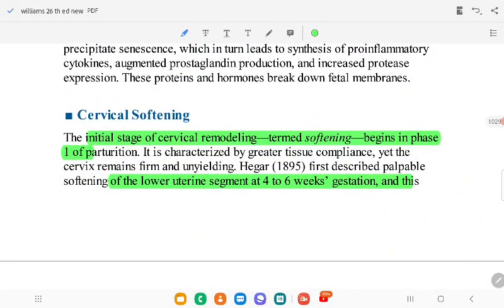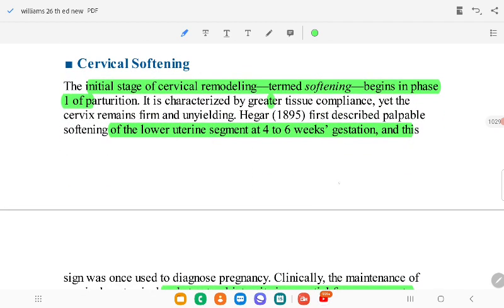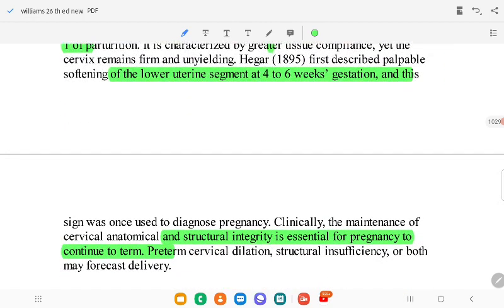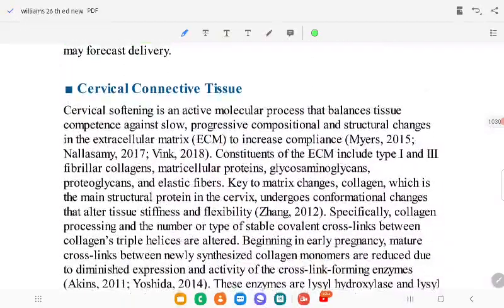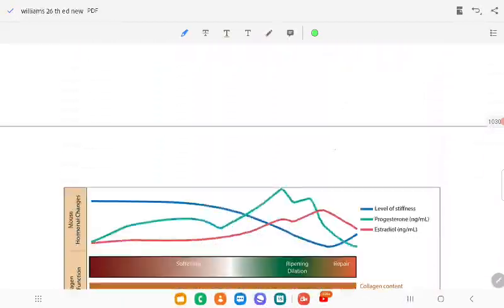Then cervical softening. The initial stage of cervical remodeling, cervical softening, is the beginning of phase 1 of parturition. Softening is characterized by greater tissue compliance, with palpable softening of the lower uterine segment at 4 to 6 weeks of gestational age. This was first described by Hegar, so it is called Hegar sign, softening of the cervix and cervical connective tissue.